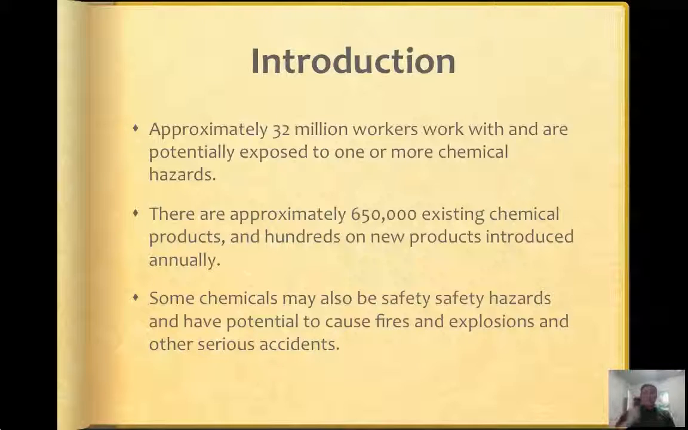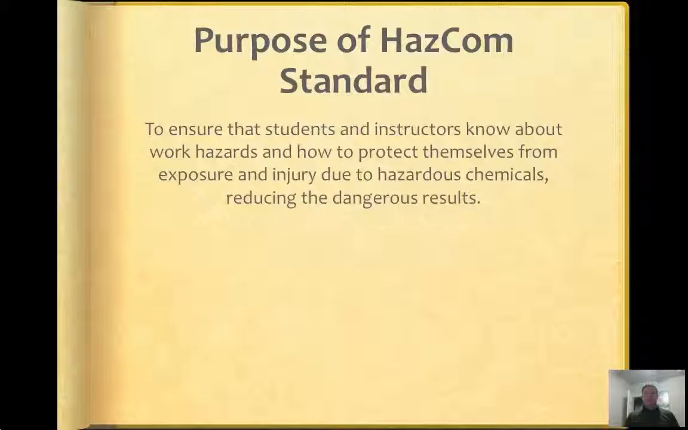Approximately 32 million workers are potentially exposed to some type of chemical hazard. Approximately 650,000 existing chemical products are hazardous to the human body. And some chemicals may also be safety hazards and potentially cause fires, explosions, and the like.